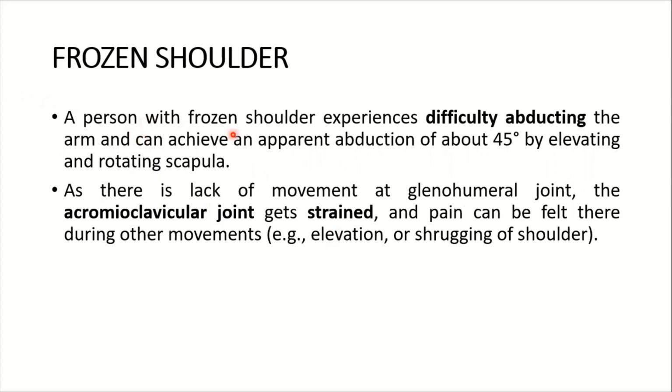So a person with frozen shoulder experiences difficulty abducting the arm and can achieve an apparent abduction of about 45 degrees by elevating and rotating the scapula. As there is lack of movement at the glenohumeral joint, the acromioclavicular joint gets strained and pain can be felt there during other movements, for example, elevation or shrugging of the shoulder.